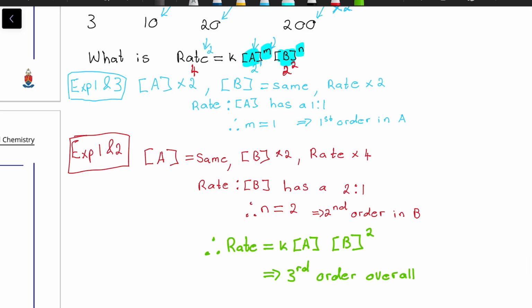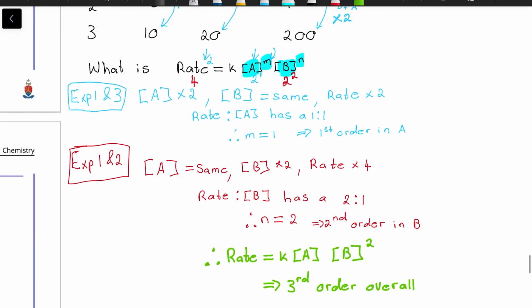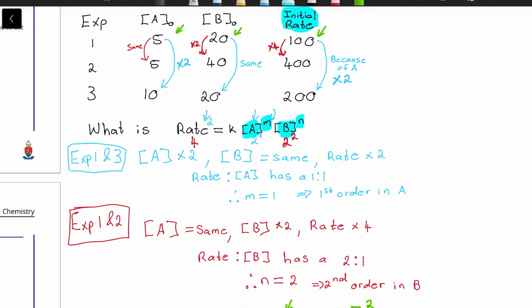You can then go ahead and plug in any of these data sets. So you choose a rate, you choose a concentration and a concentration, and then you can solve for k. But that's something that we will look at in class. Okay, so I hope this gave you an idea of how the concentration relates to the rate and how you get the order in terms of a reactant. Okay, or how it basically tells you the m and the n value, because that's what it tells you. It tells you the order in terms of that reactant. How does the rate respond in terms of that reactant?